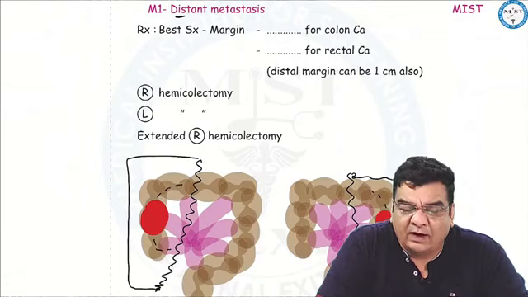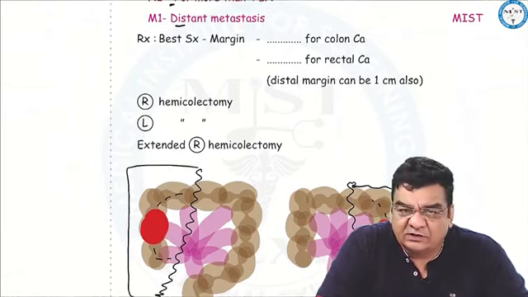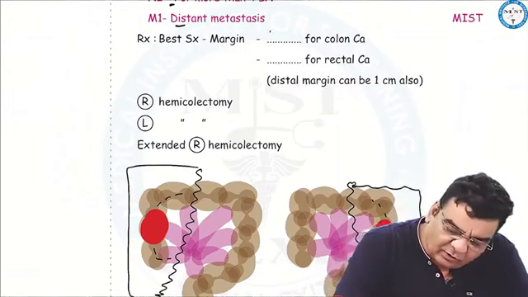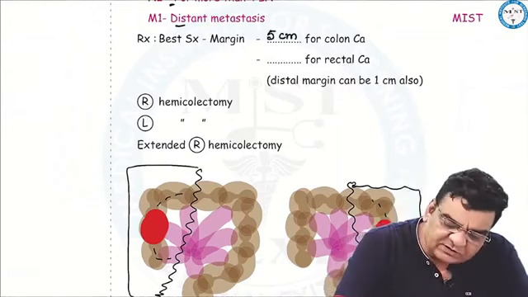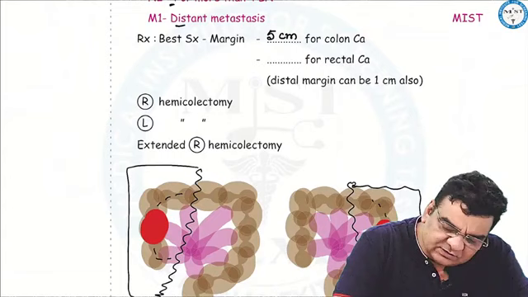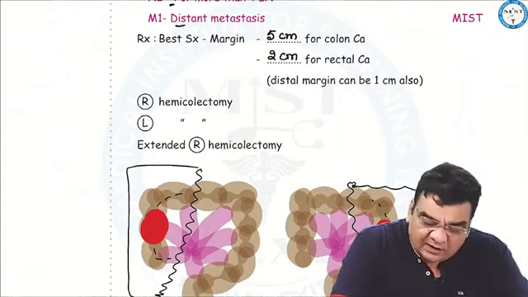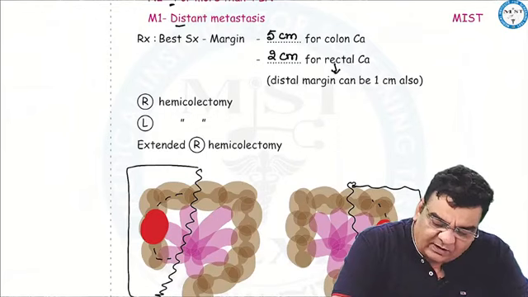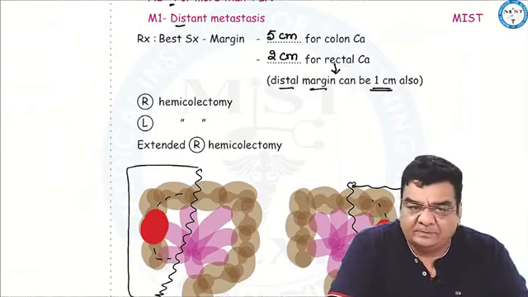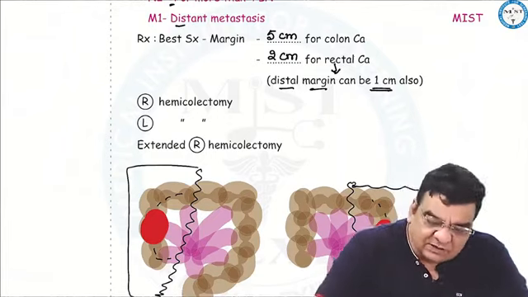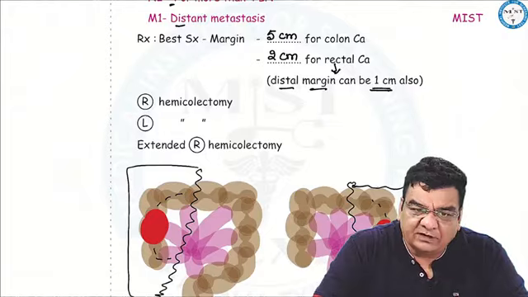Again, if we have to choose between the different options to fight against cancer, surgery, chemo, radio, hormonal, and targeted therapies, the best treatment option is surgery. And herein, for colon cancer, the margin of resection to be taken is 5 centimeters, while for rectal cancer, it is 2 centimeters, wherein nowadays, in rectal cancer, the distal margin can even be 1 centimeter, right? So for colon cancer, we have to take a 5 centimeter margin.